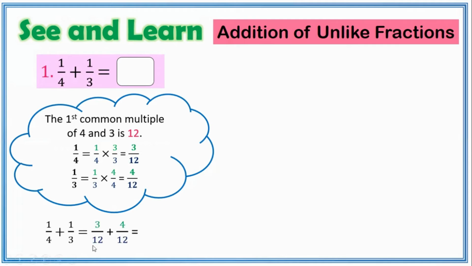Now that their denominators are the same, we can now add the fractions. So 3 plus 4 is equal to 7, and then we will just copy the same denominator.